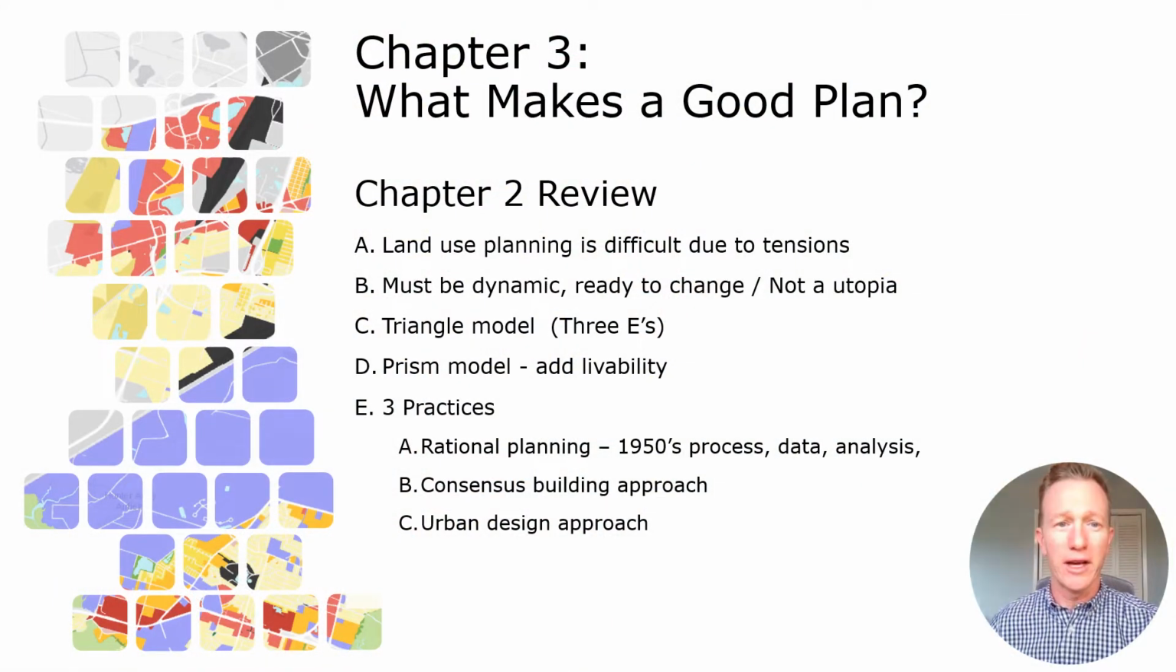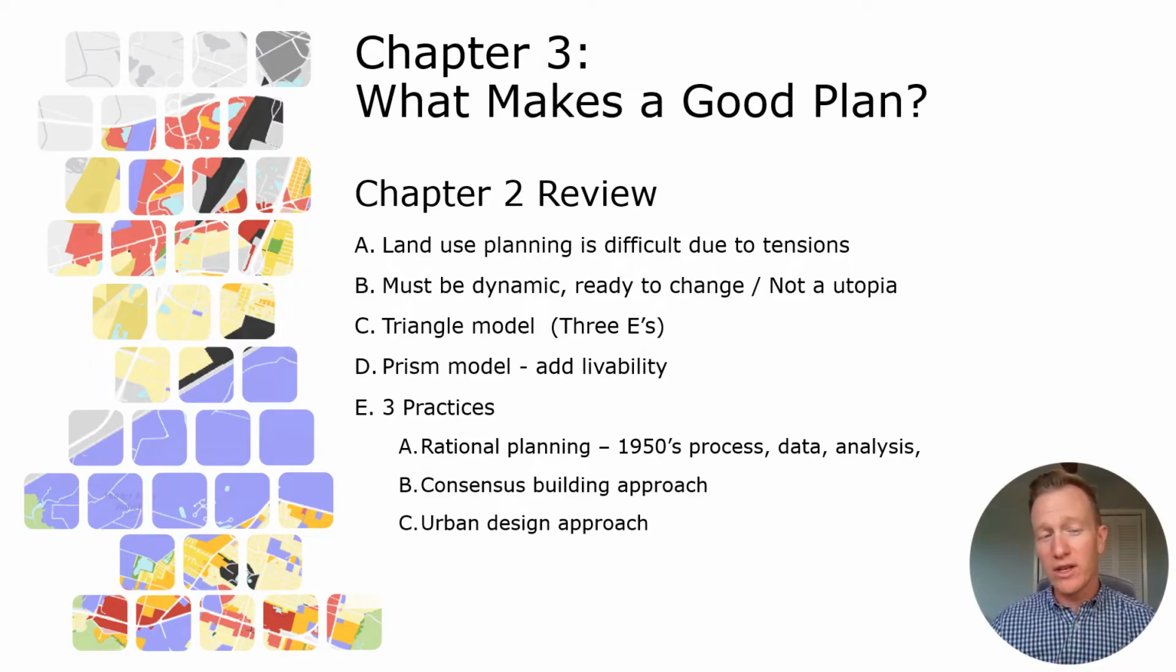So before we dive into Chapter 3, let's review quickly Chapter 2. In Chapter 2, we talked about how land use planning can be so difficult because of the tensions in the land use arena. And it's kind of like a drum. It only works well when there is a tightness and a tension to that drum. Similarly, in a land use plan, if you don't see tension as you're creating that plan, often you're probably not doing enough outreach. You're not thinking critically enough about some of the issues.